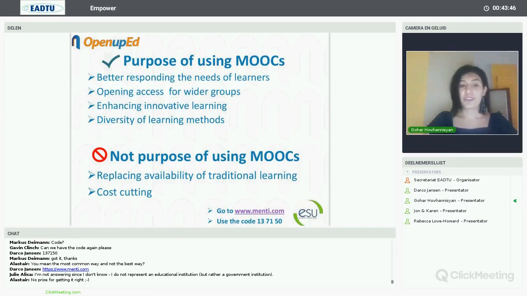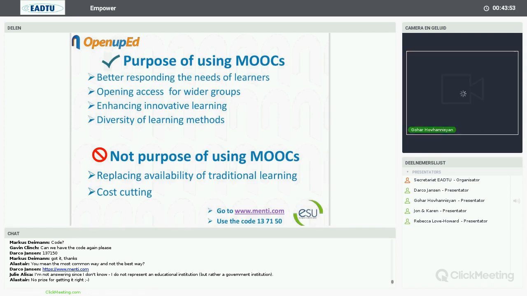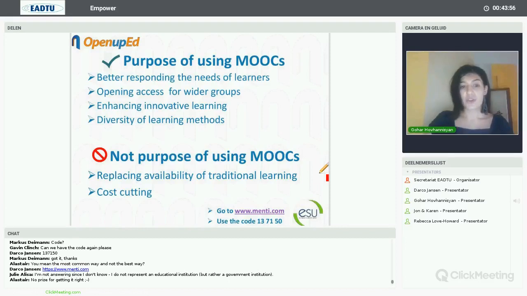And what we think should not be considered as a purpose of MOOCs is to literally replace the availability of traditional learning. What this means is that, of course, providing the MOOC as an alternative is the best thing to do, but it should not lead to eliminating traditional learning and providing only open online courses, because, as we will experience with students, in some cases this might not be the best method for them to learn and to study.